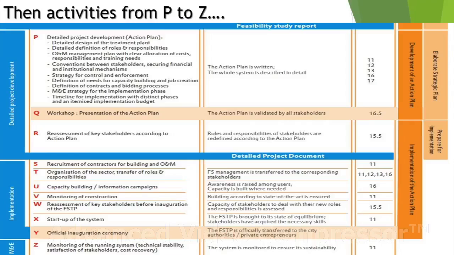Awareness is raised among users. Capacity is built where needed. Building according to the state of the art is ensured. Capacity of the stakeholders to deal with their new roles and responsibilities is assessed. The FSTP is brought to its state of equilibrium. Stakeholders have acquired the necessary skills.